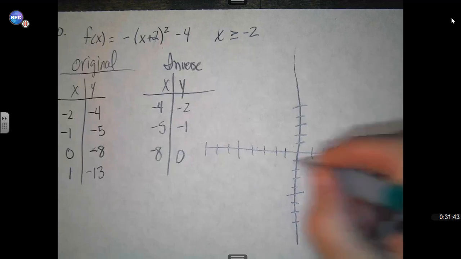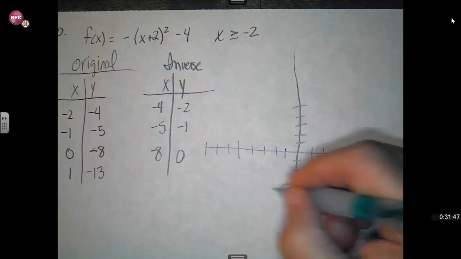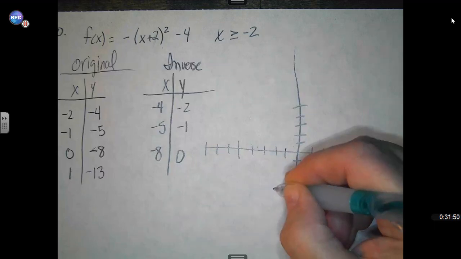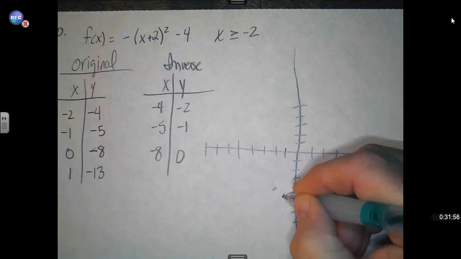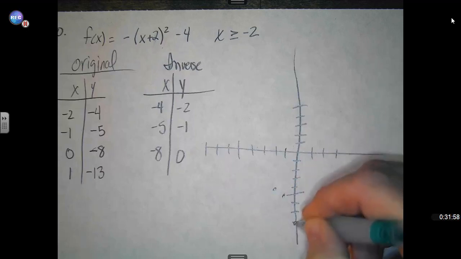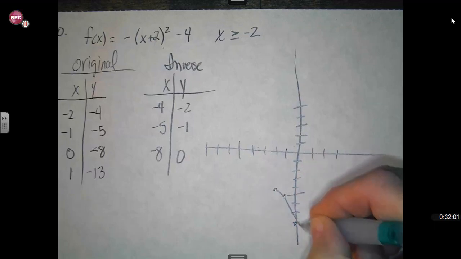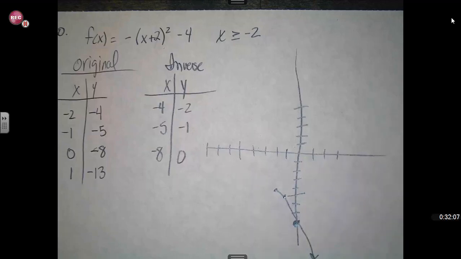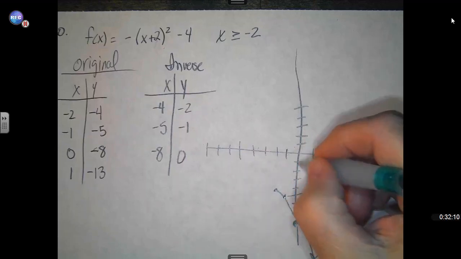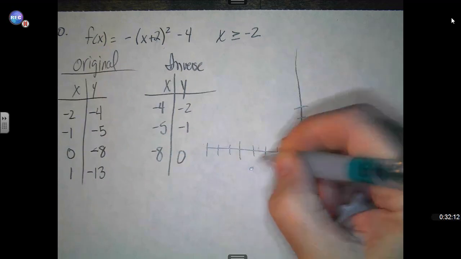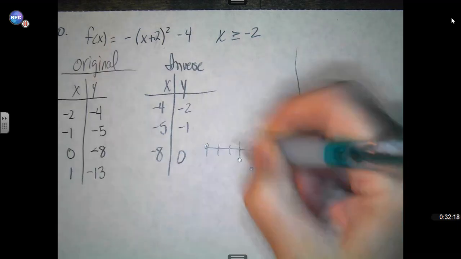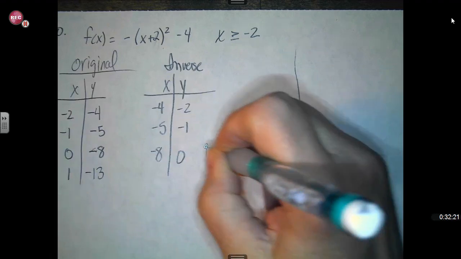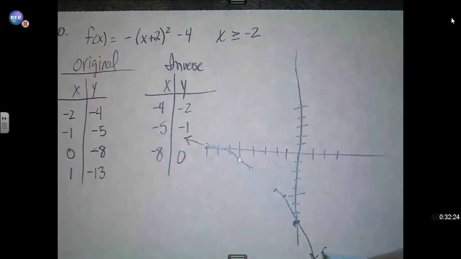So the original -2, -4, right here. -1, -5, right here, and 0, -8, right here. So this is that side of that parabola. Hold it, miss my point there. And then the inverse, -4, -2, -5, -1, and -8, 0. So it is that.